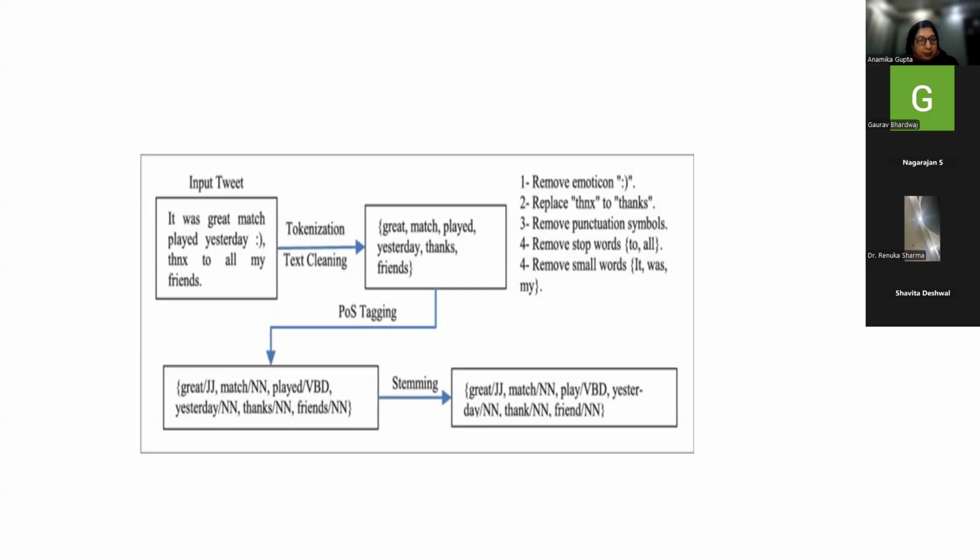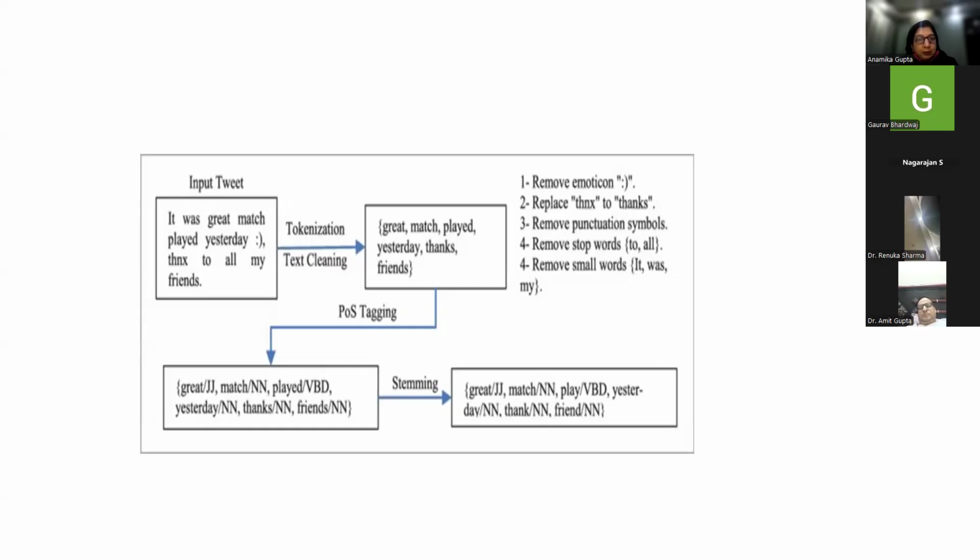So when we do cleaning of that and convert that into tokens, okay, what did we do in cleaning? We remove the emoticon. This is called an emoticon. Then replace THNK with thanks. Okay, we converted that. Remove punctuation symbols, so we remove the comma, we remove the dot, and so on.